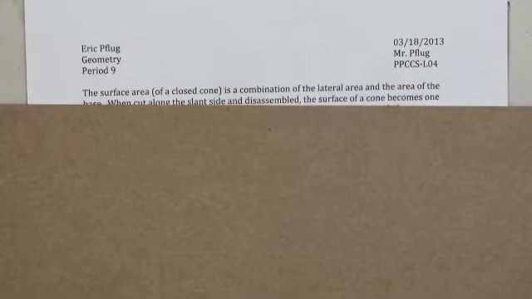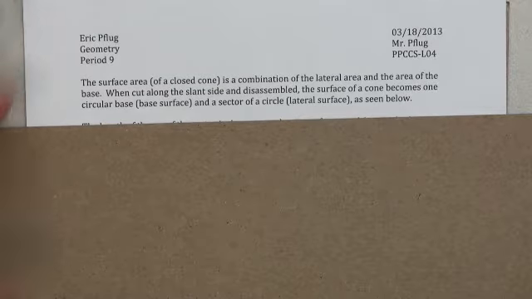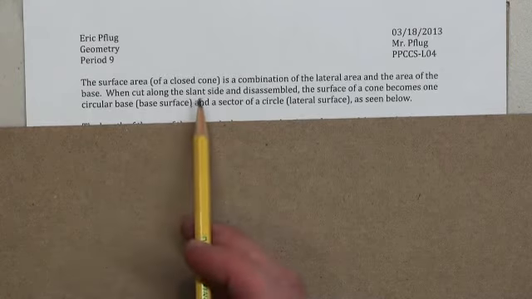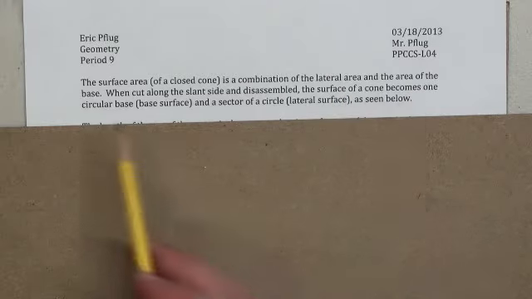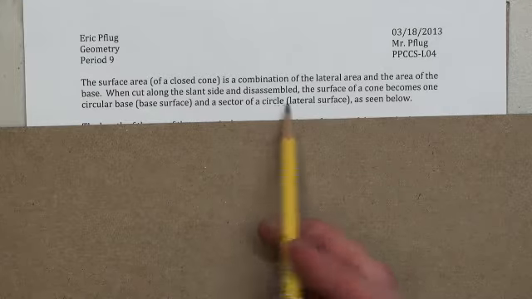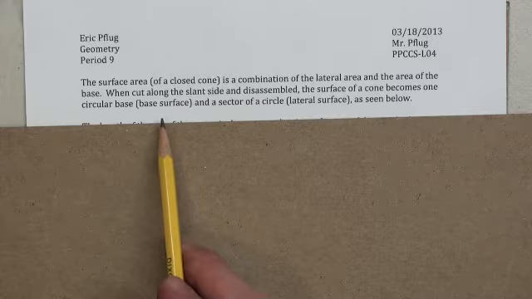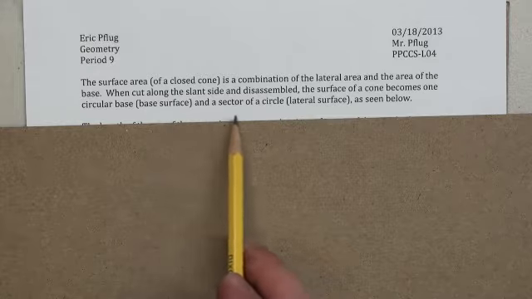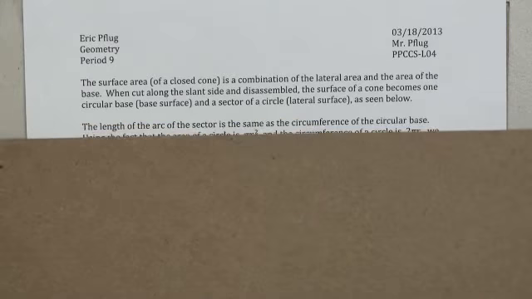Put your heading. Skip a line. Let's talk about surface area. The surface area of a closed cone is a combination of the lateral area and the area of the base. When cut along the slant side and disassembled, the surface of a cone becomes one circular base, which is the base surface, and a sector of a circle, the lateral surface, as seen below. And we'll see a picture of that in a minute.